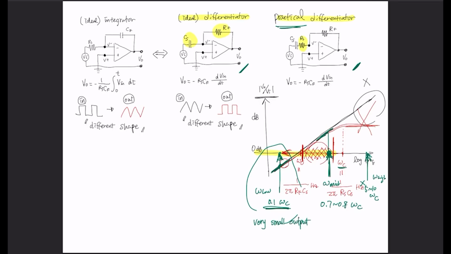And the frequency above this cutoff frequency, which is your high frequency, is going to give you a response here which is not following the ideal curve. So we expect that the response in this frequency regime is not going to be differentiated. Not differentiated. Okay.